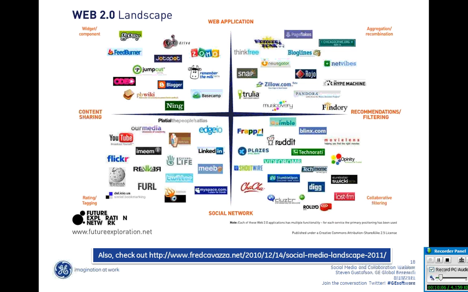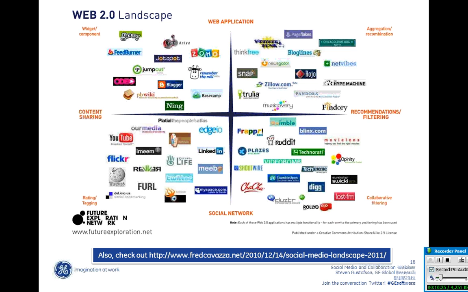But what I'd really like to focus on is the things that are on the outside of this landscape. So the orange words, and I'm going to go from the top: the web applications, aggregation, recombination, recommendation filtering, collaborative filtering, social networks, rating and tagging, content sharing, and widgets and components.